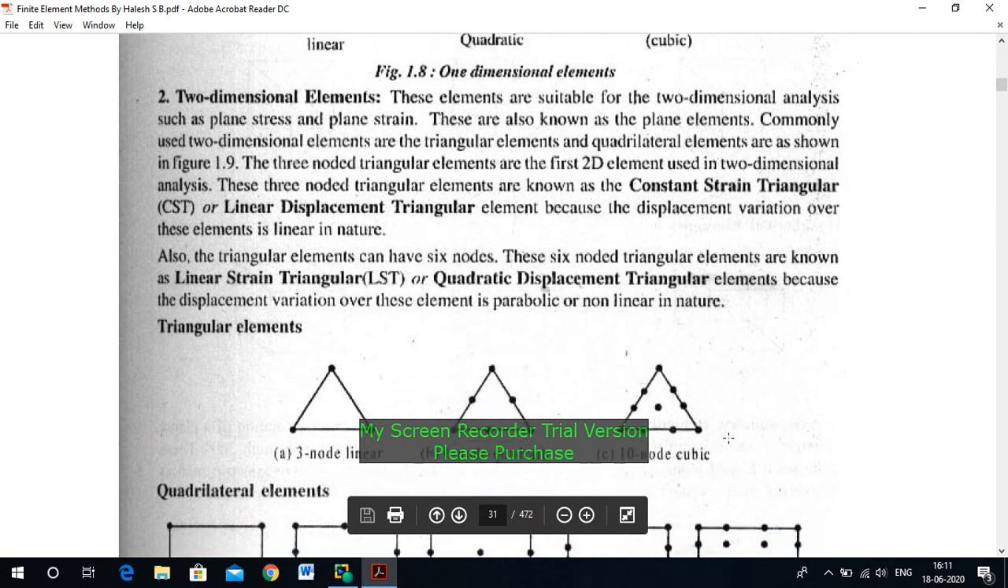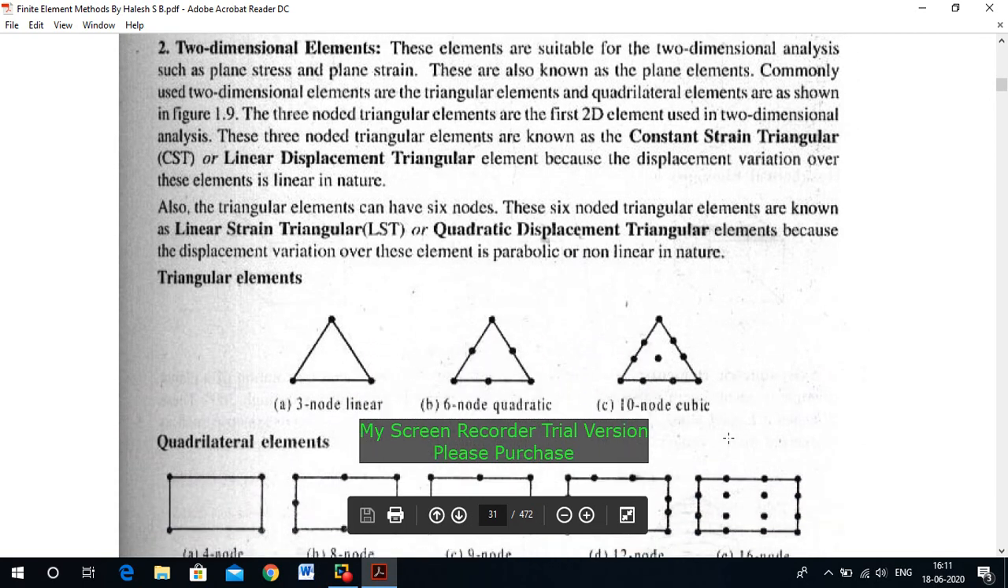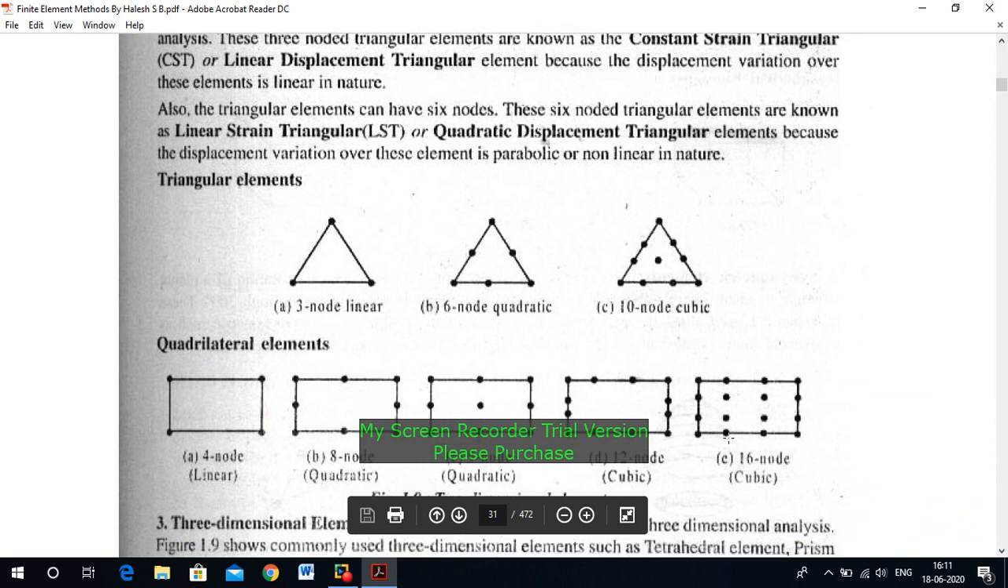And the next triangular element. The examples for 2D, I already told you: triangular elements and quadrilateral elements. Look at the figure. The triangular elements will look like this. In the first figure, A, we call it a 3 noded linear triangle element; this is 6 noded; and this figure shows a 10 noded cubic element. Look here, there are 3 nodes at the corners, 2 nodes on each side, and one more node at the center. In total, there are 10 nodes in this figure, hence it is called a 10 noded cubic element.